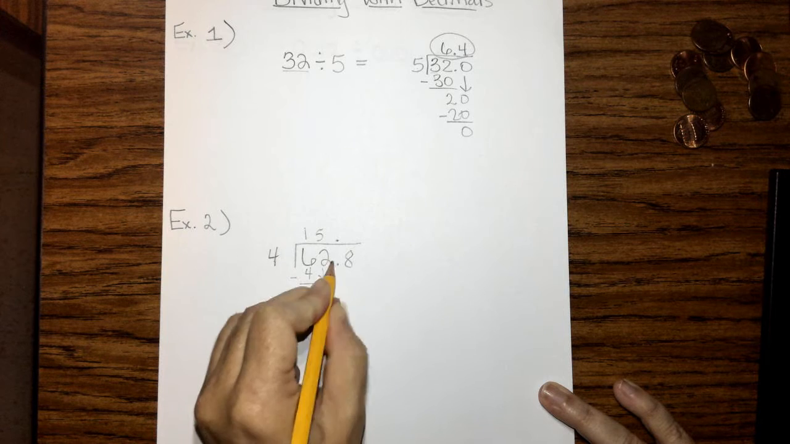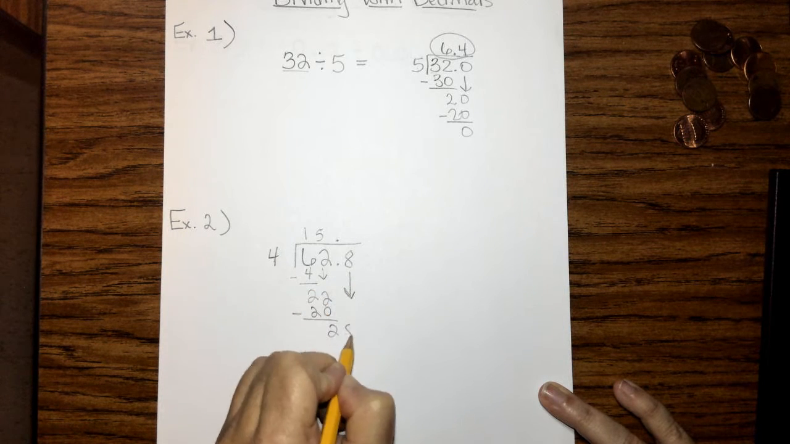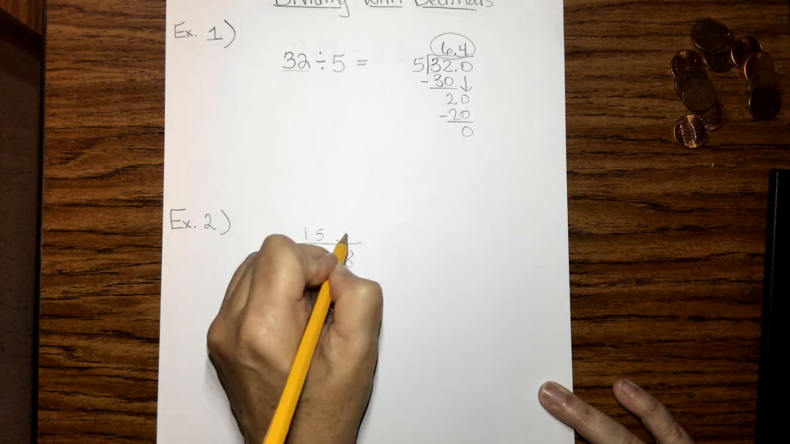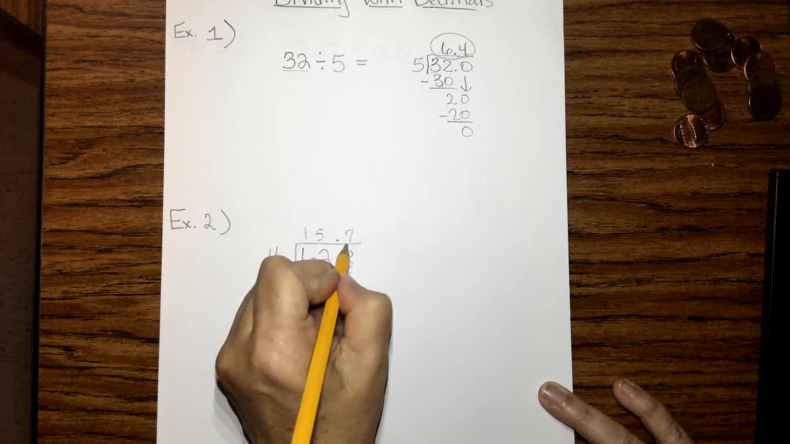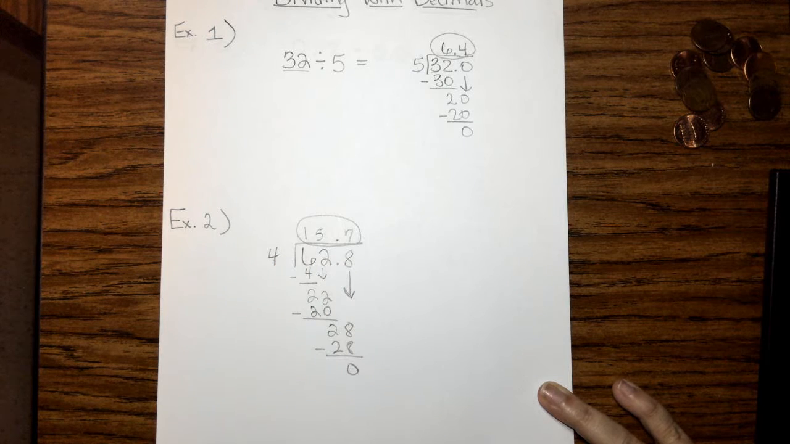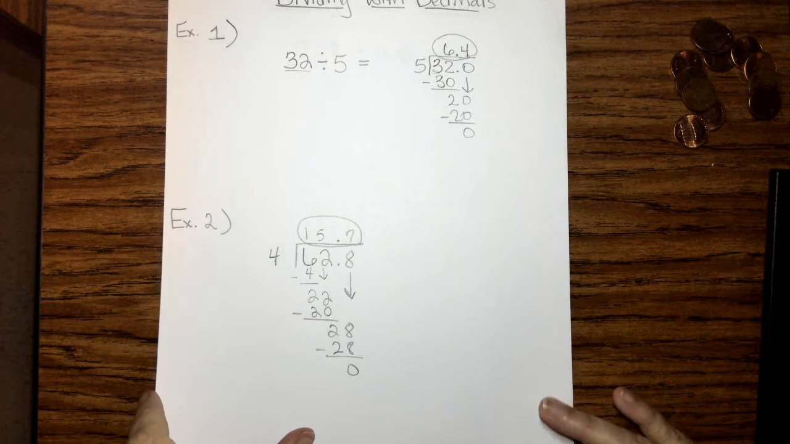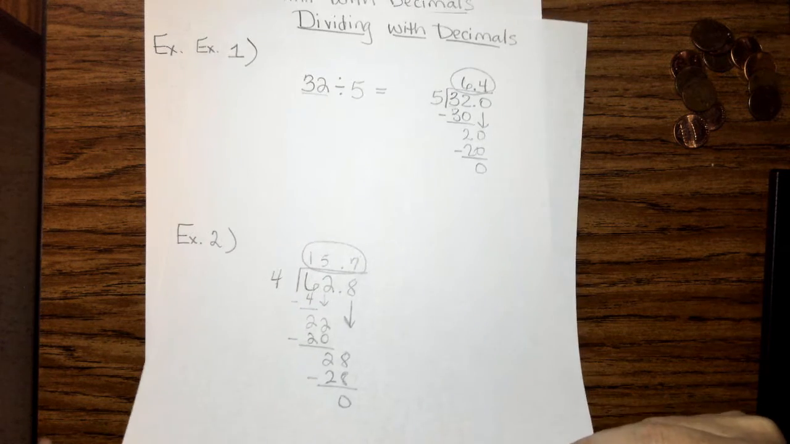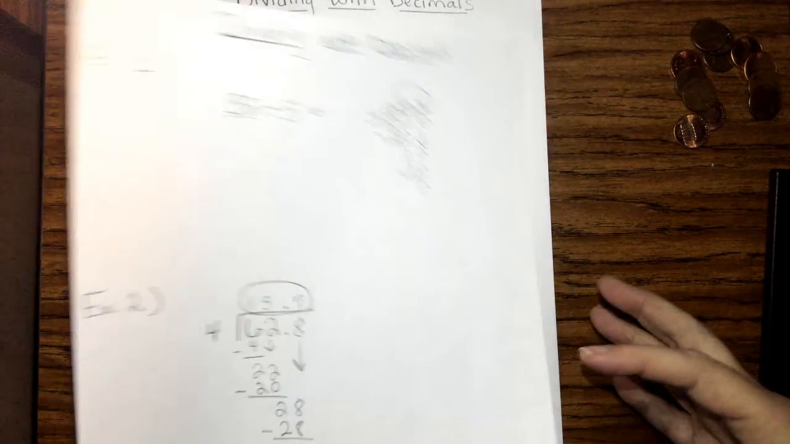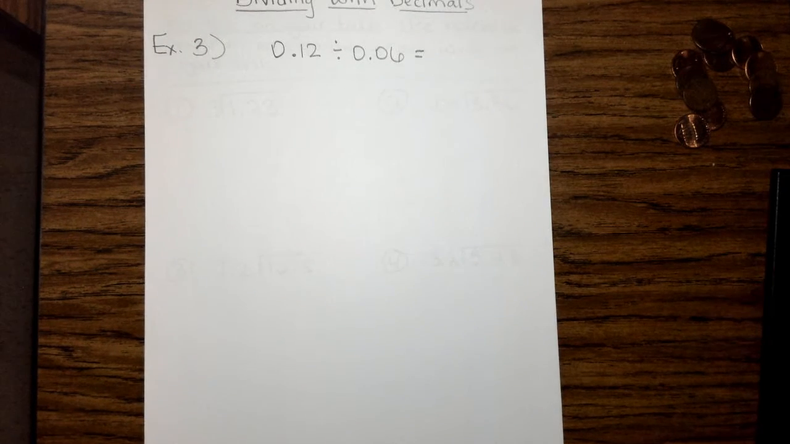Subtract, ignore that decimal, remember, bring down the 8. 4 will go into 28 7 times. Again, we zero out, terminating decimal. 15.7 is my answer. This is what we did in 5th grade. So this year we're going to add another step. This is going to be a little bit different.